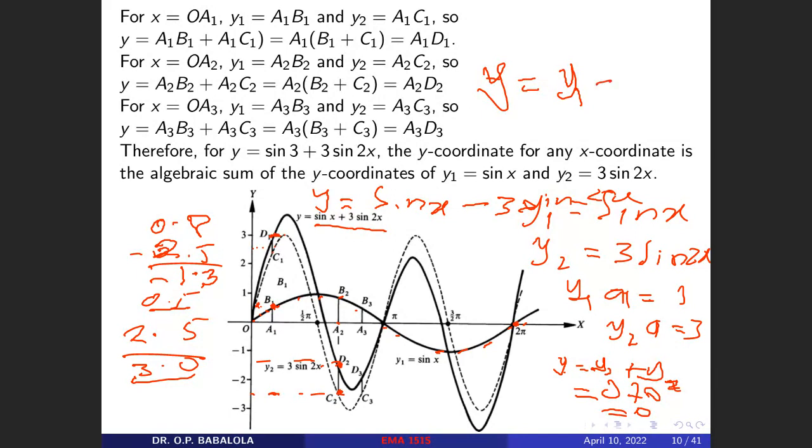Minus y2. And this is how we're going to sketch the graph of this. So it's a sketch. You sketch it from the functions that have been given to you. All right? Do we understand? Are we clear about this? Can I move forward?